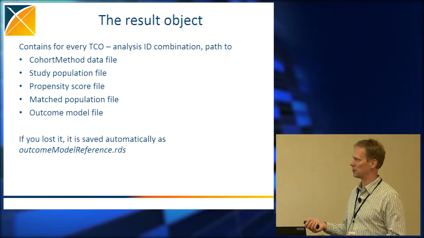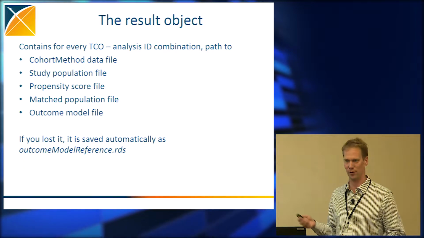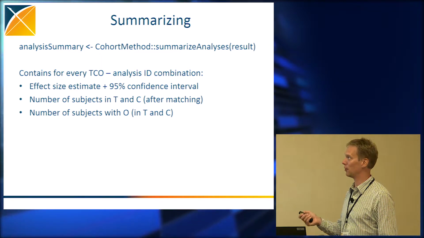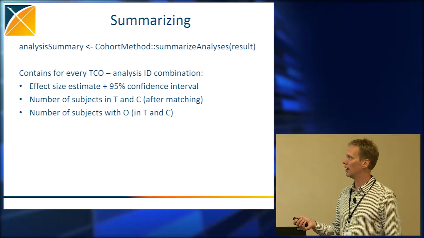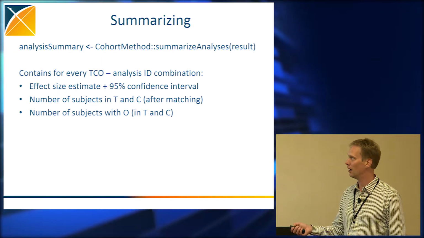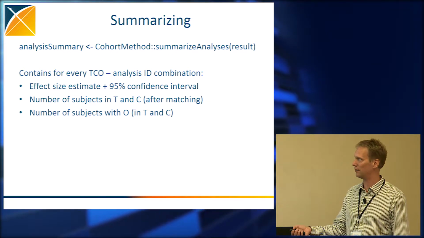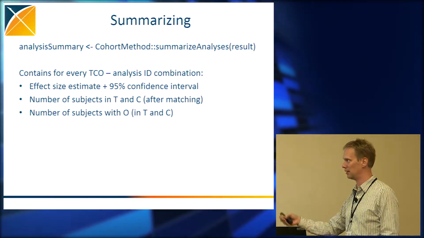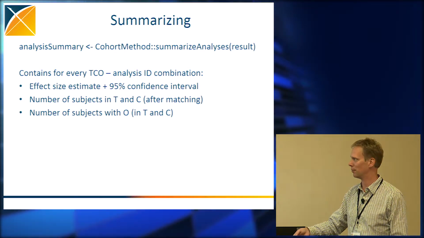If for some reason you lost that object before you saved it, actually it already is automatically saved under the name outcome model reference.rds in your output folder, which sometimes might be interesting to know. What you probably want to do is call this function called summarize analysis, which takes as input this results object, and it creates the analysis summary, and that contains for every TCO analysis ID combination things like the hazard ratio with its 95% confidence interval, the number of people that are in T and C after matching and trimming and whatever, and the number of subjects in T and C that have the outcome O. So things like that you probably want to report in your paper.